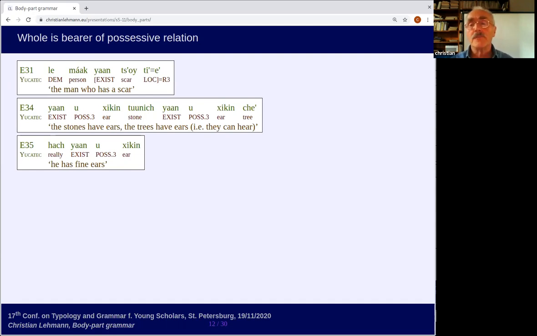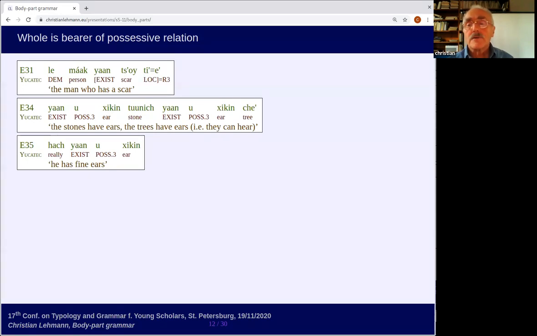like as in Russian. And as an example, 31, we'll come to it in a moment. But the other strategy I mentioned before combines the two terms in a possessed nominal. It says W's P exists. This is illustrated in the other two examples here. So let's first look at example 31.